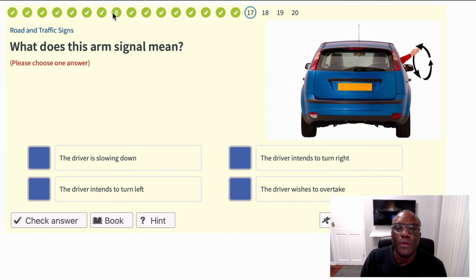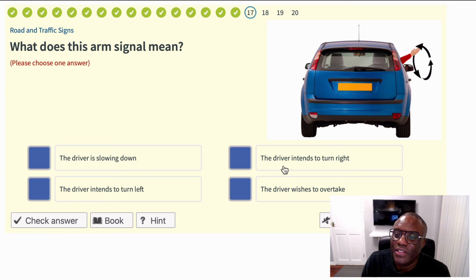17, what does this arm signal mean? That arm signal is turning left. Okay, so that's what we're looking for on that one. The driver is slowing down. No, it would be an up and down motion if it was slowing down.